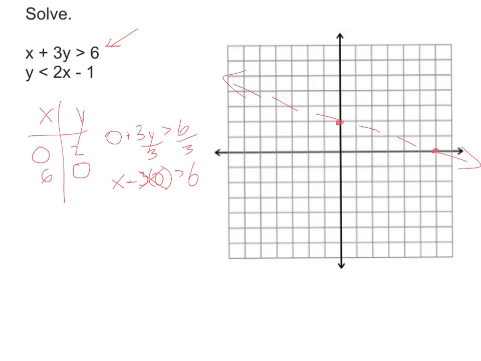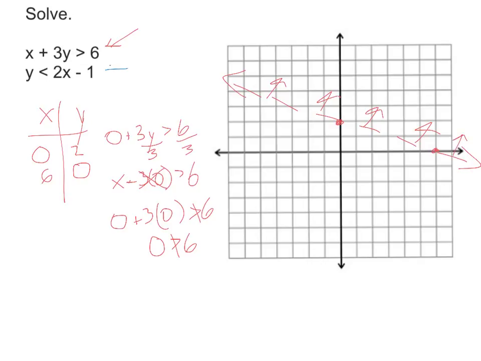And we need to figure out which way to shade. My question is, is (0, 0) actually going to be on this line? If I put 0 for x and 0 for y, is this a true statement? The entire left side becomes 0. Is 0 bigger than 6? And the answer is, of course, no. That's not true. So we're going to shade away from (0, 0). (0, 0) isn't a solution, so we're shading above.